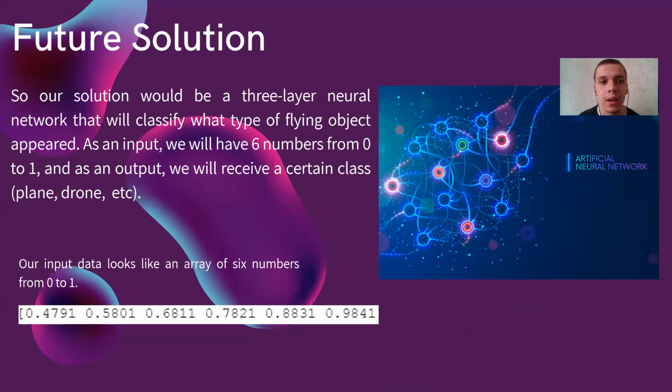That's what we need. So our future solution would be a 3-layer neural network that will classify what type of flying object appeared. As an input, we will have 6 numbers from 0 to 1, and as output, we will receive a certain class: plane, drone, etc. On the bottom, you can see how our input data will look. That is an array of 6 numbers.